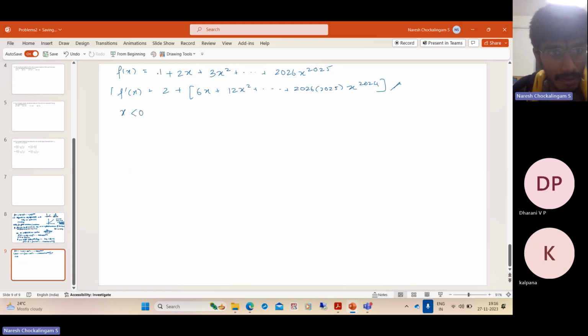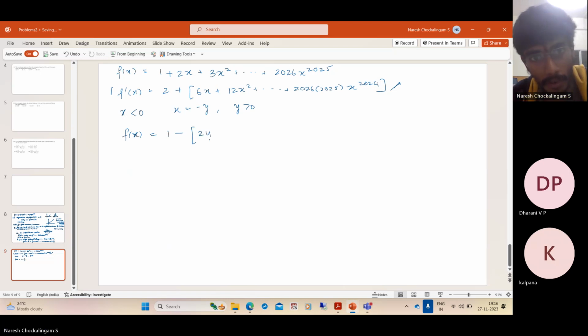When x is less than 0, let us say x is equal to minus y, where y is greater than 0, right? Then f of x is nothing but 1 minus 2y plus 3y square up to 2026 y power 2025. Sorry, you can't take this out. So this will be alternating.